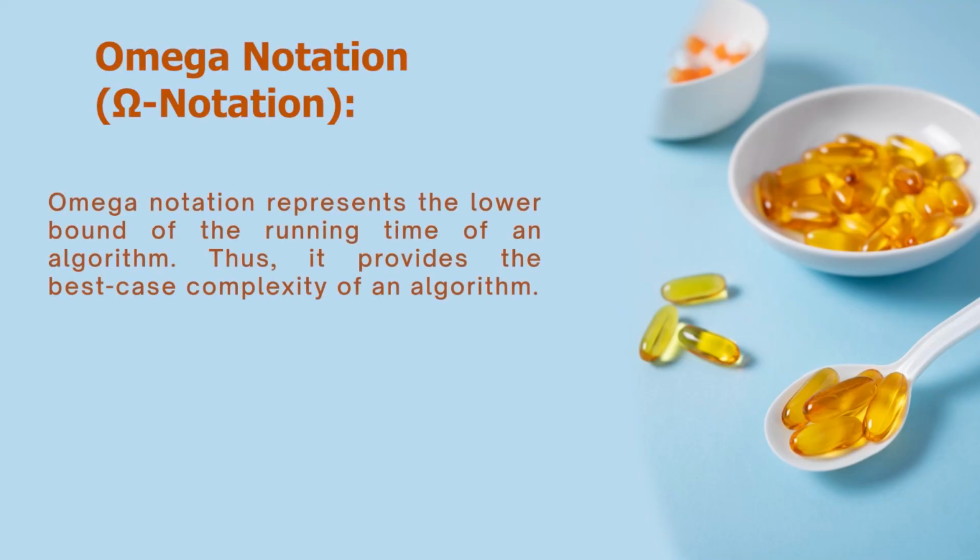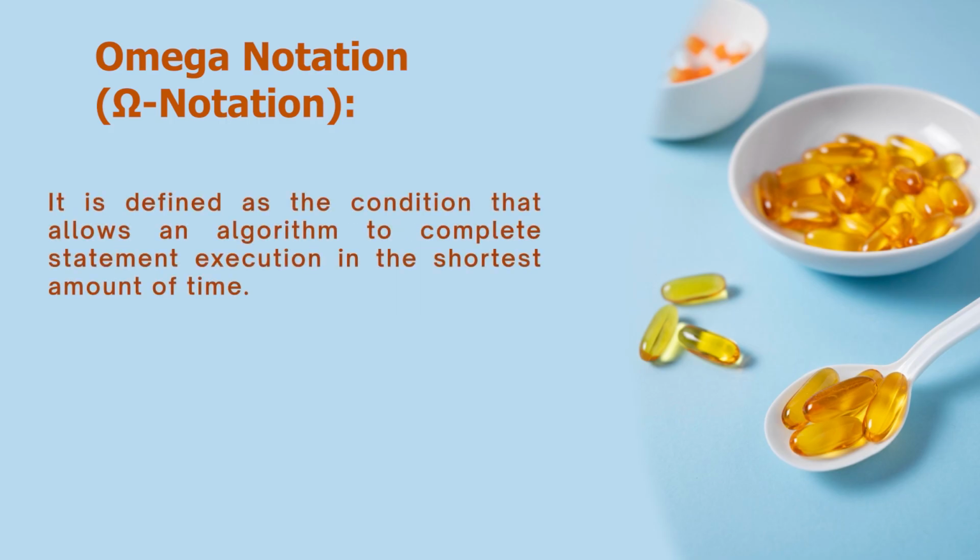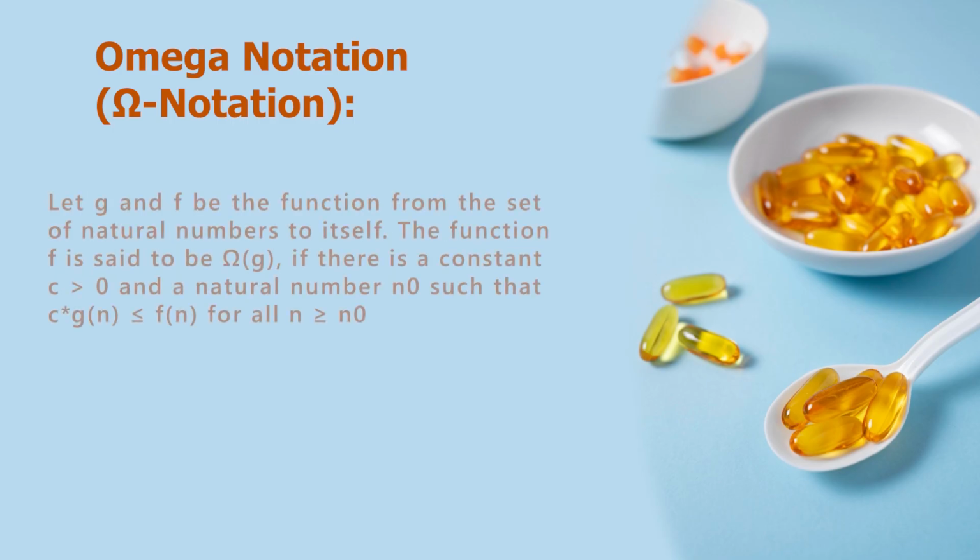Omega notation represents the lower bound of the running time of an algorithm. Thus it provides the best case complexity of an algorithm. It is defined as the condition that allows an algorithm to complete statement execution in the shortest amount of time. That is, shortest amount of time means best case complexity. That will give the minimum time.